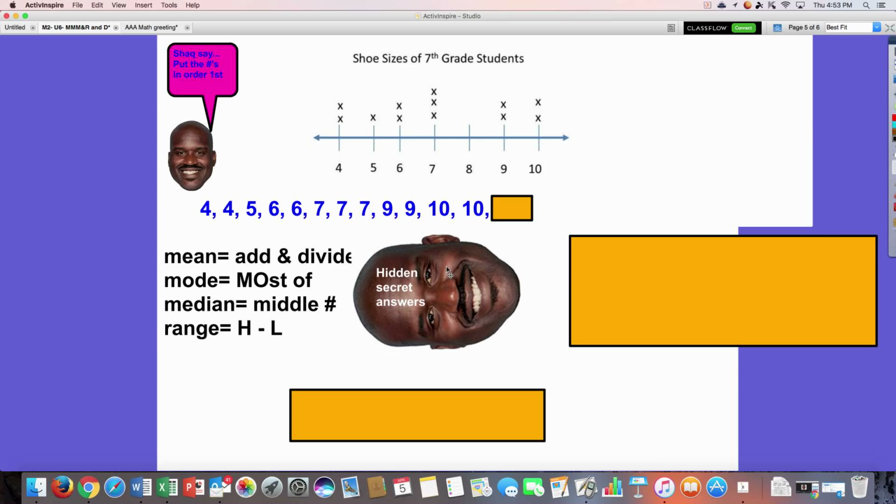When I say Shaq Fu, put it on pause and see if you can solve these answers first, and then I'll reveal the hidden Shaq answers. So remember, mean, add and divide, mode, most of, median, middle number, range, high versus low. Shaq Fu!